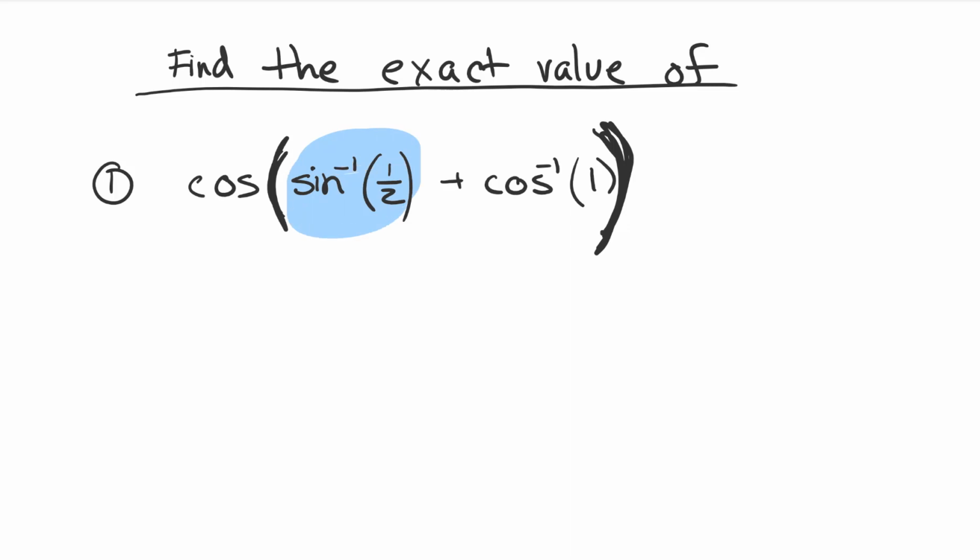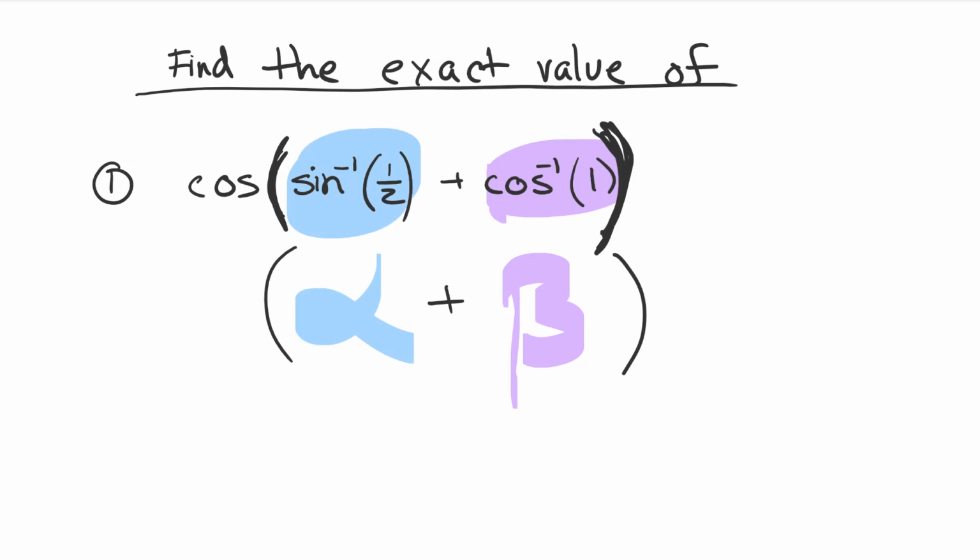That's an angle. Like alpha, maybe? That's an angle. Like beta? So we just have a sum formula here. It's funky and it's hidden and it's weird. That's all that's happening. We have two angles that we're adding up. And for this particular problem, we don't need to use a sum formula, because we can evaluate sine inverse of a half. We can evaluate cosine inverse of 1.